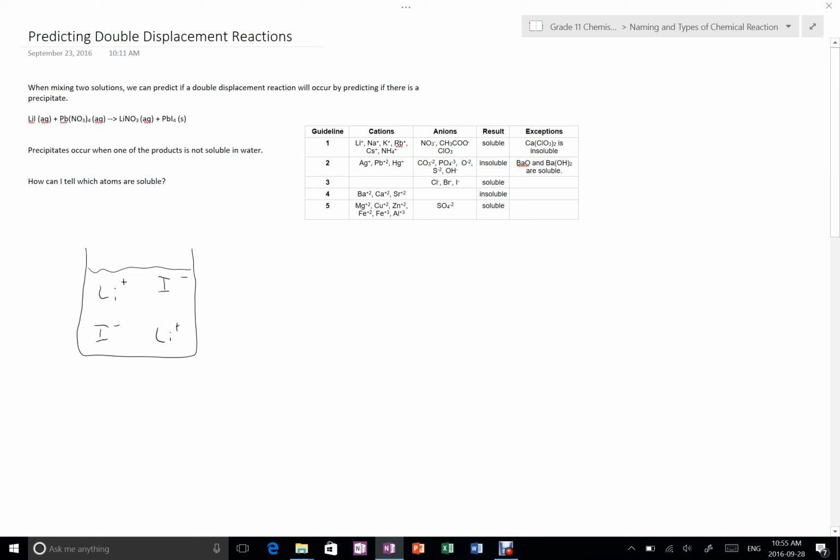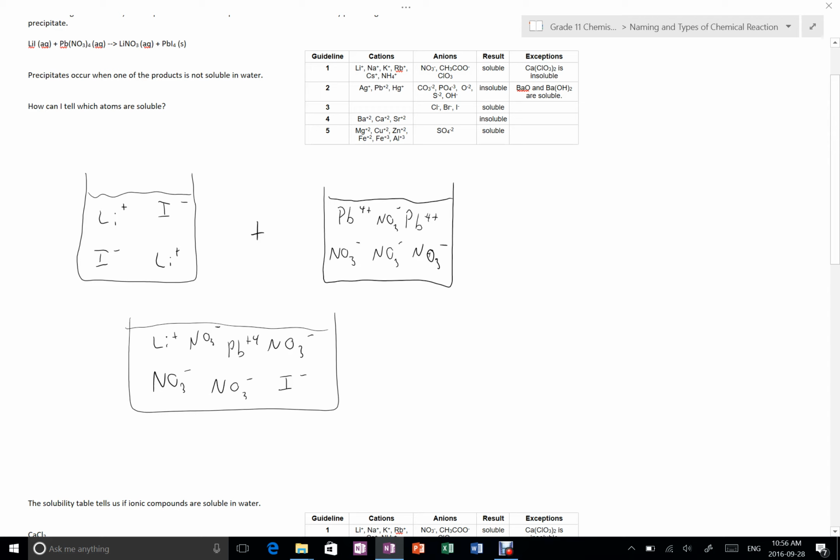If I take those two and I mix them together, what I get is a big solution that's containing some lithium, some iodine, some nitrate, and some lead. That in itself doesn't constitute a chemical reaction. See, all these guys are floating around in solution. They're floating around in solution before. What's really changed about that?